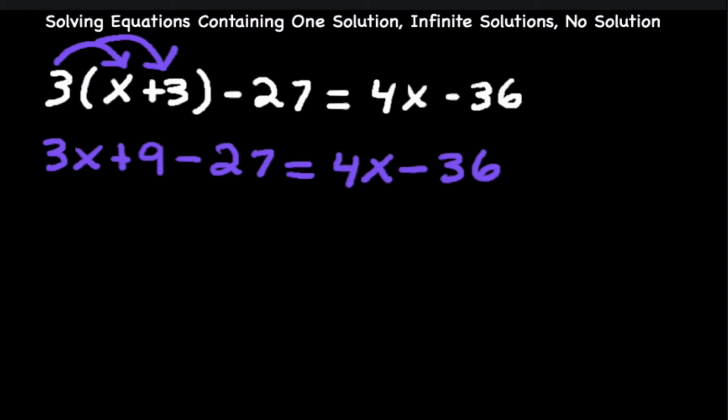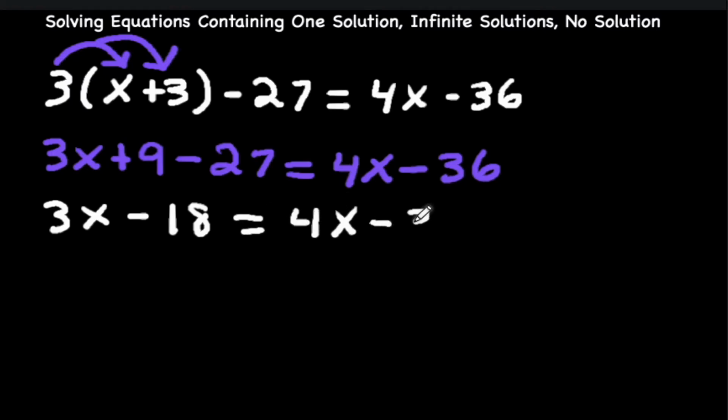So the next thing to do is to combine like terms. So we have 3x and we have the constants 9 and negative 27. So 9 minus 27 is negative 18 equals 4x minus 36. So our ultimate goal is to isolate x. So let's go ahead and move 4x to the other side of the equation by subtracting 4x, because I would like to keep my variable on the left side of the equation.